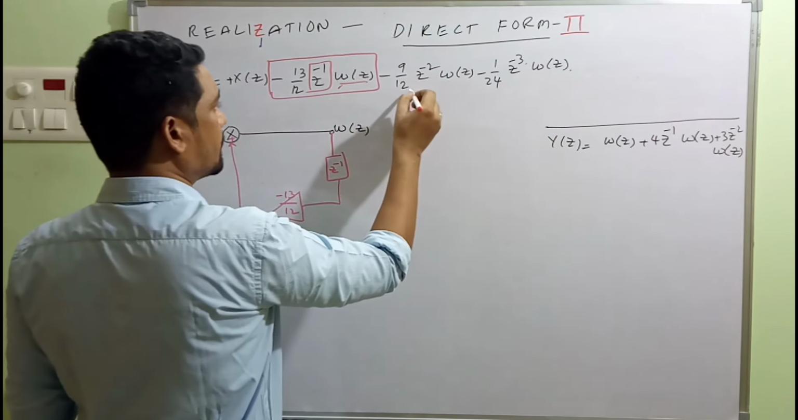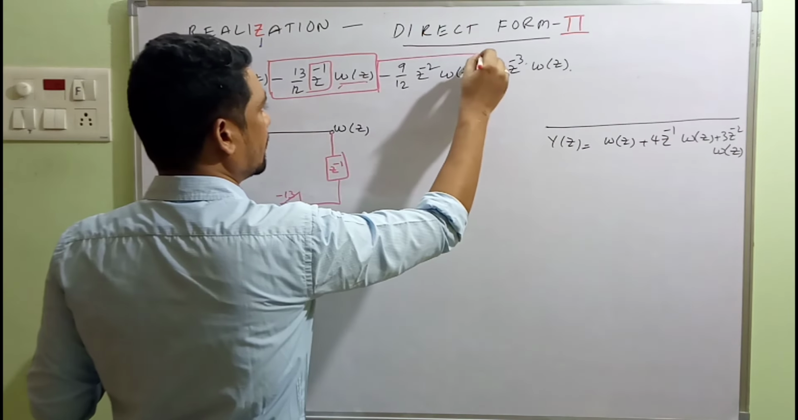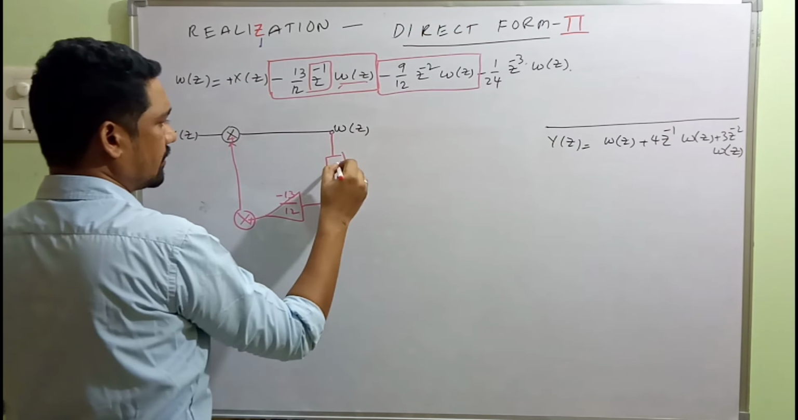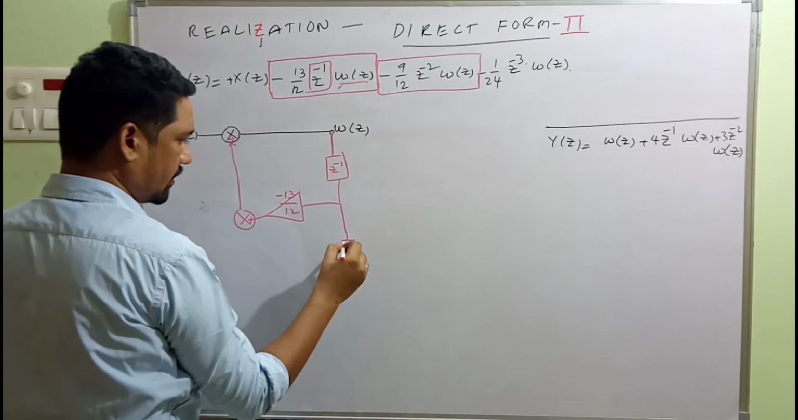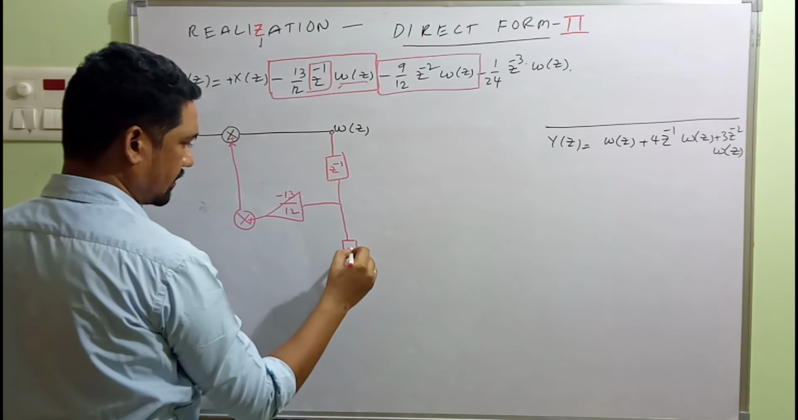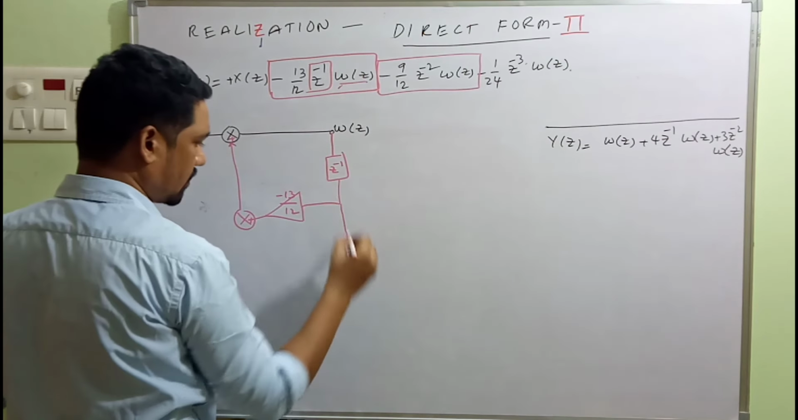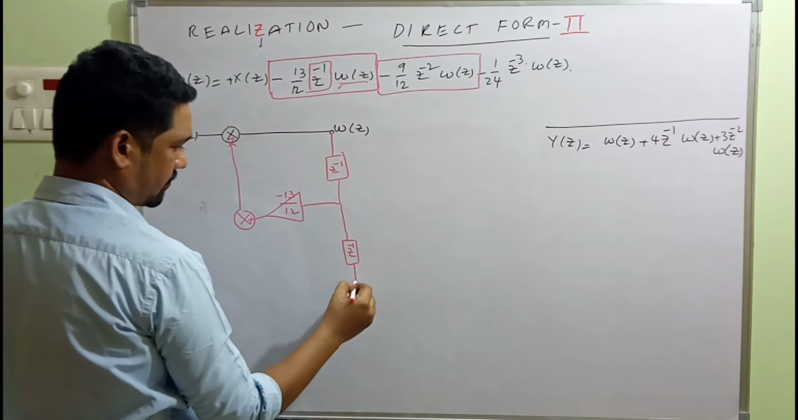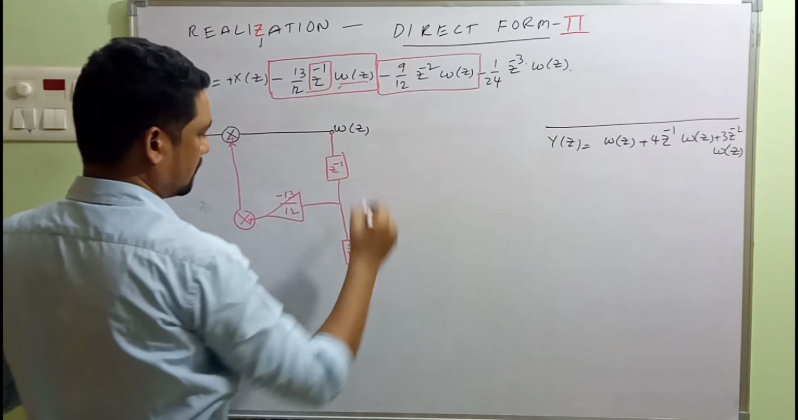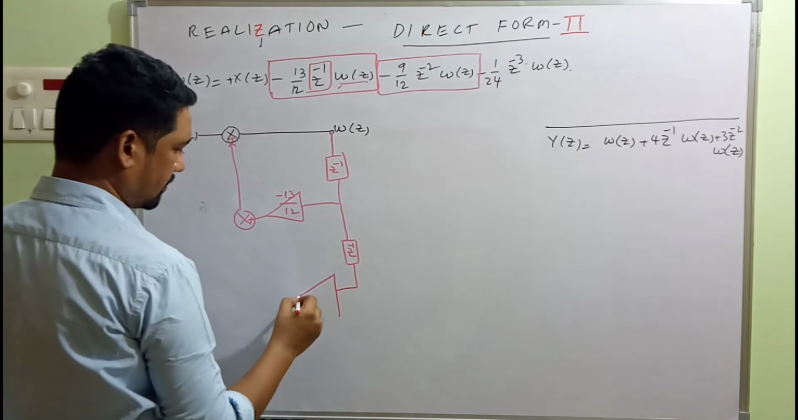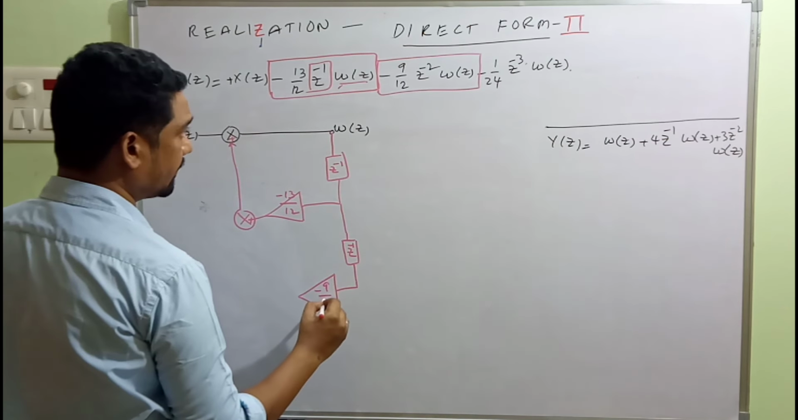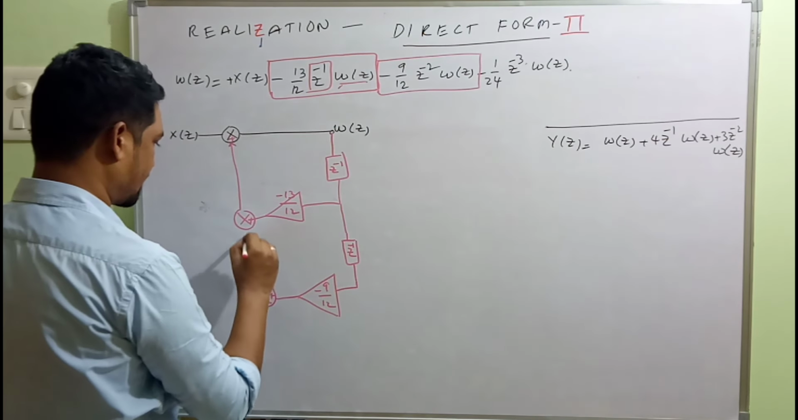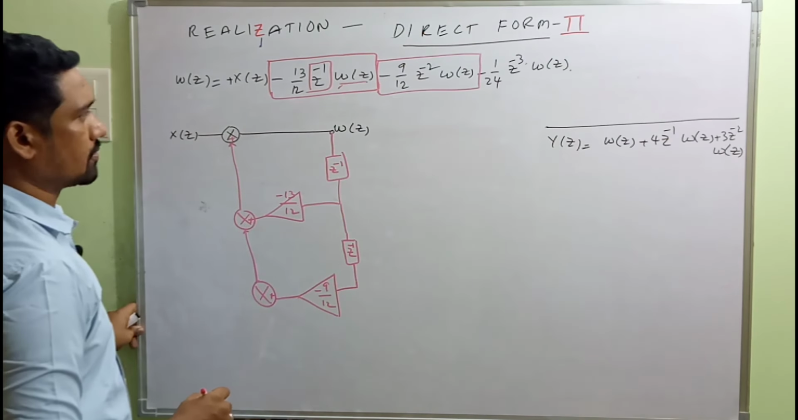And how to obtain this one? It's minus 9/12 into z^-2, and up to this point we have W(z) z^-1. So another delay element over here gives us another z^-1. After this one we have z^-2 W(z), multiplying with another multiplier of minus 9/12, isn't it? So this signal gets added over here. Okay, so that's for that one.